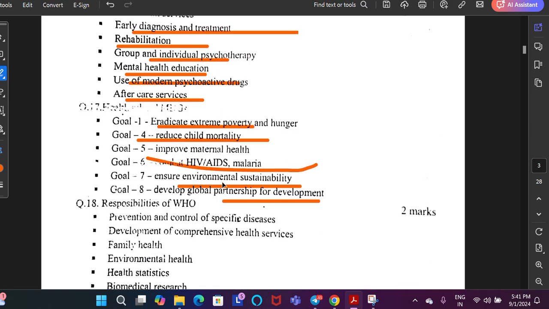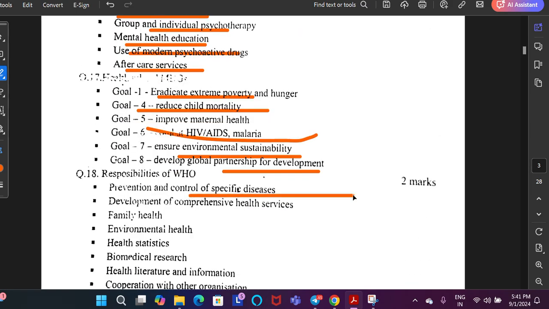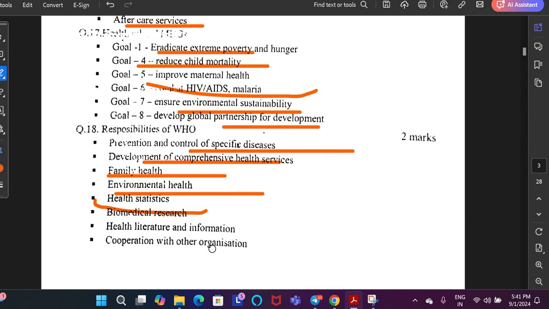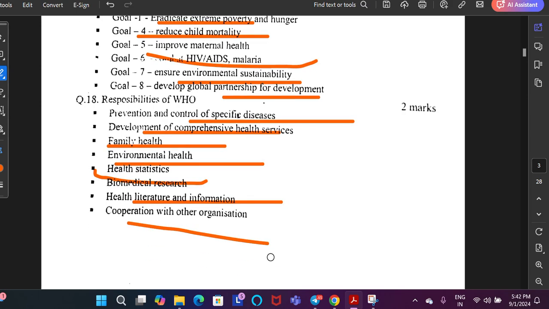And responsibility of the WHO: prevention and control of specific diseases, development of comprehensive health services, family health, environmental health, health statistics, biomedical research, health literature and information, cooperation with other organizations.